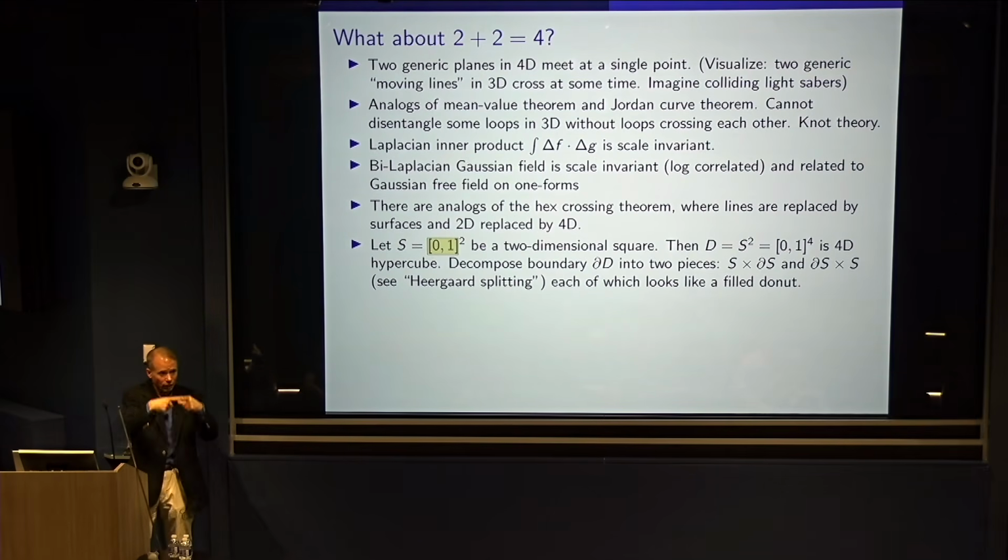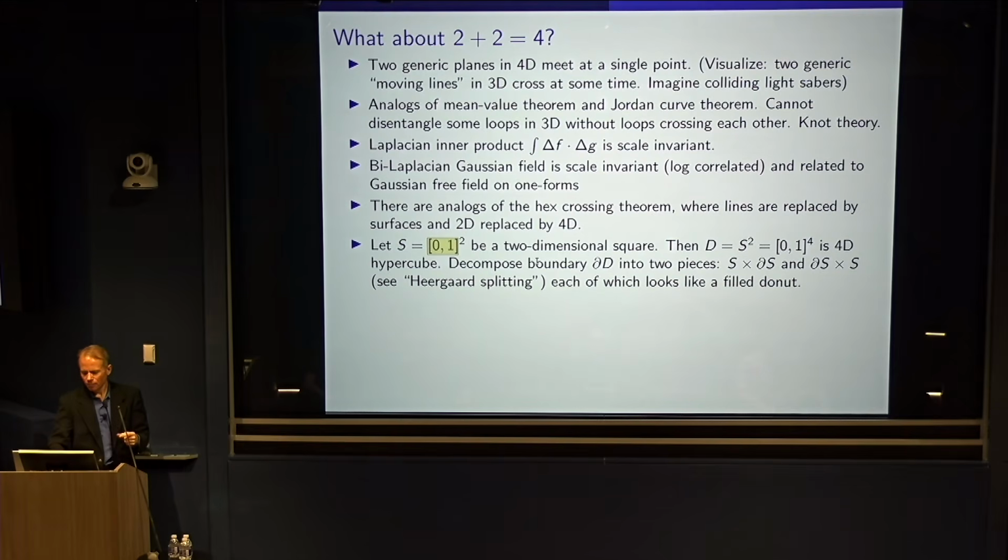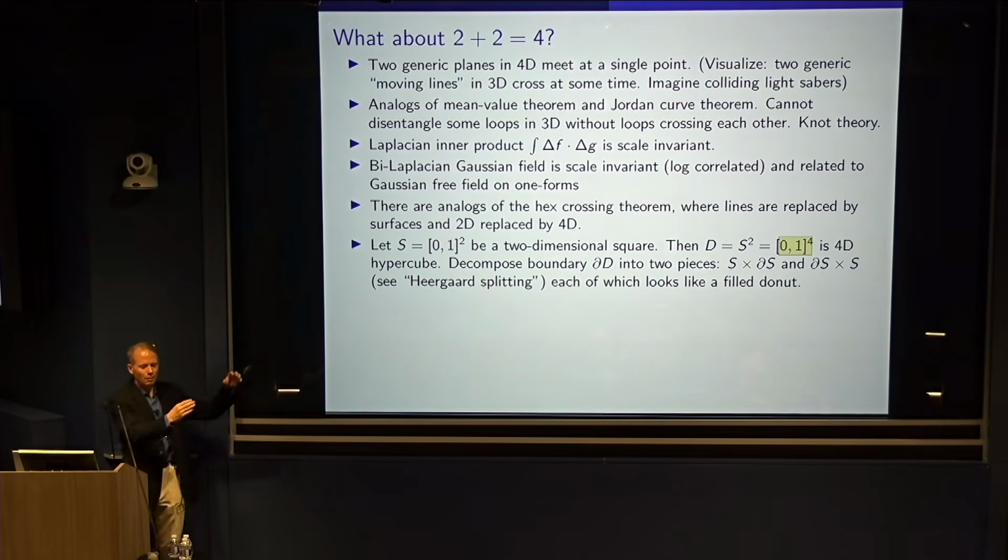That's just a 2-dimensional square. Now, I let D be the square squared. So that's going to be the same as the interval to the 4th power. That's a 4-dimensional hypercube. So x, y, z, w, they're all between 0 and 1. If you think of this in time, a hypercube comes into existence at time 0, a regular cube, and then it disappears at time 1.